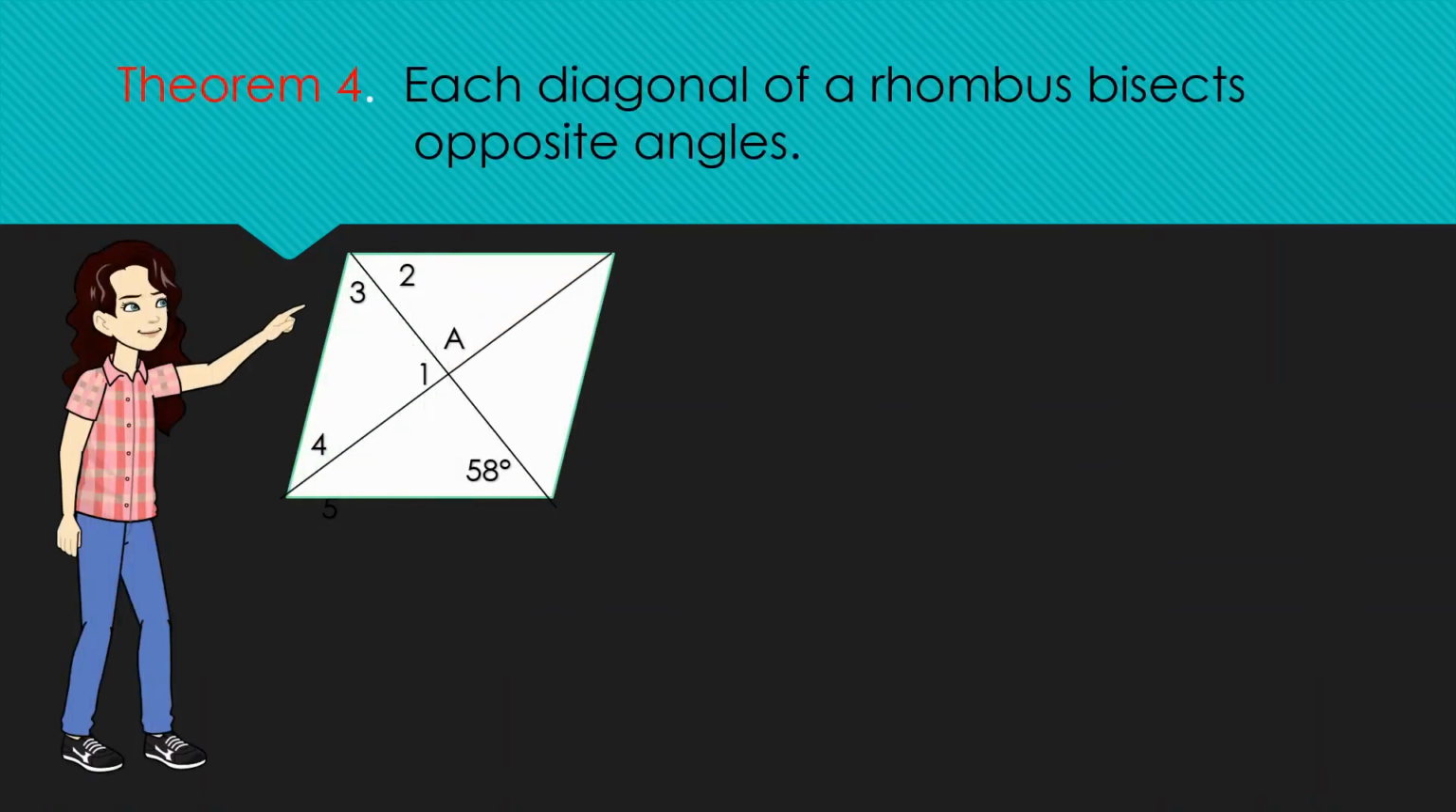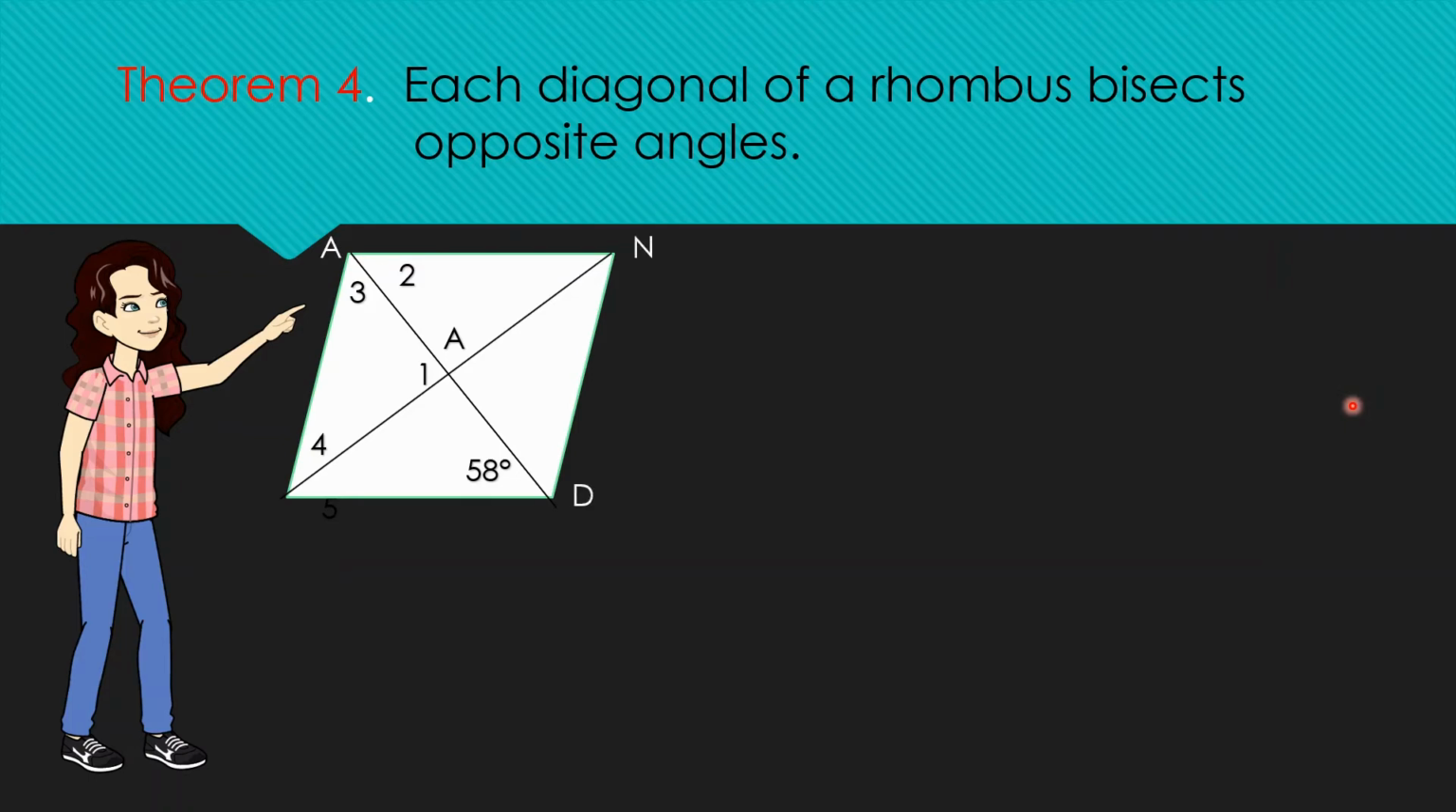Okay, so what is theorem number 4? Each diagonal of a rhombus bisects opposite angles. So we have the diagonals again of a rhombus. It says bisect opposite angles. So this is the angle and this is the angle opposite. So these are bisected. When we say bisected, this is divided into two equal parts. Meaning if this is 50, this is also 50. Okay? So let's apply it now.